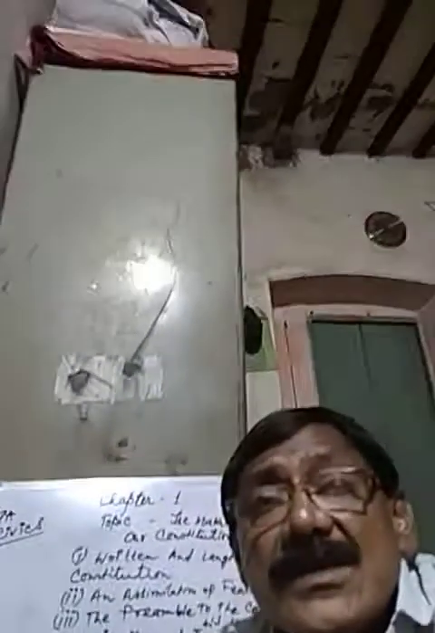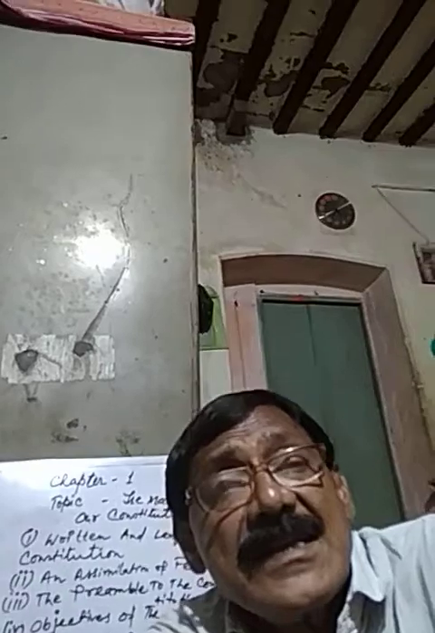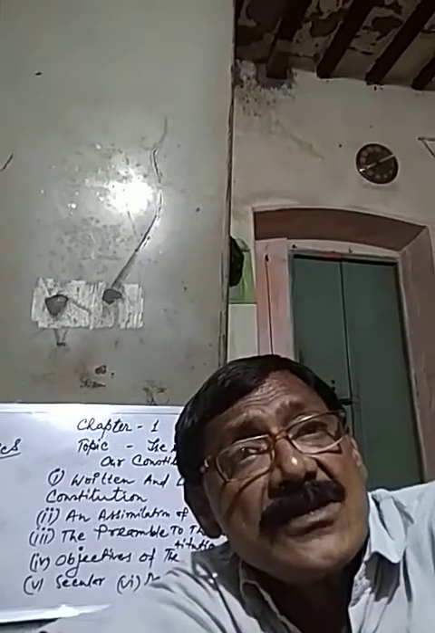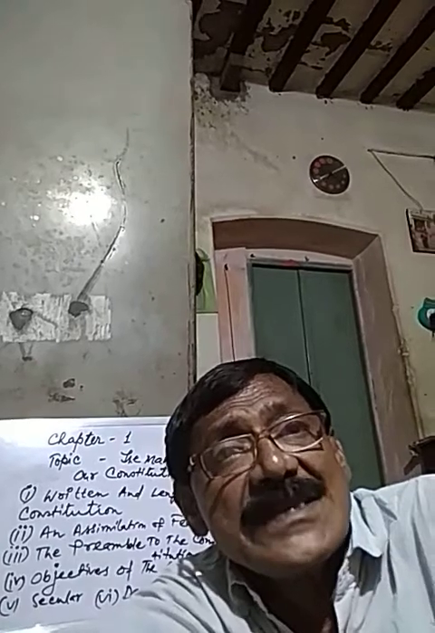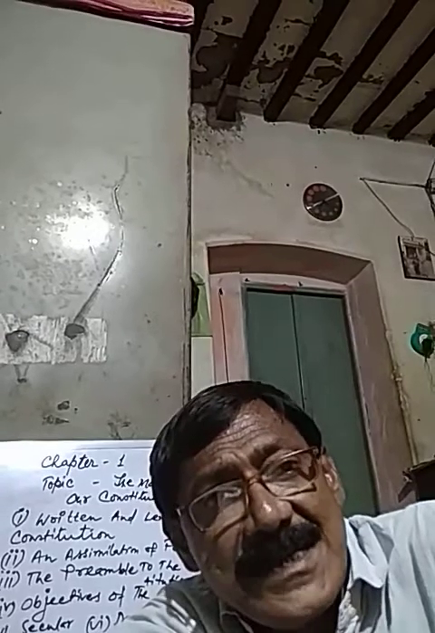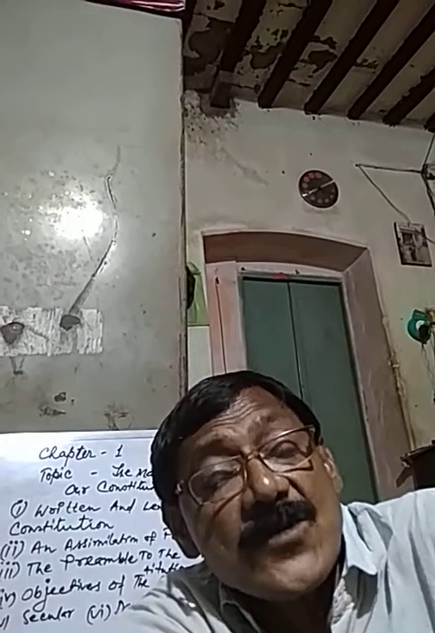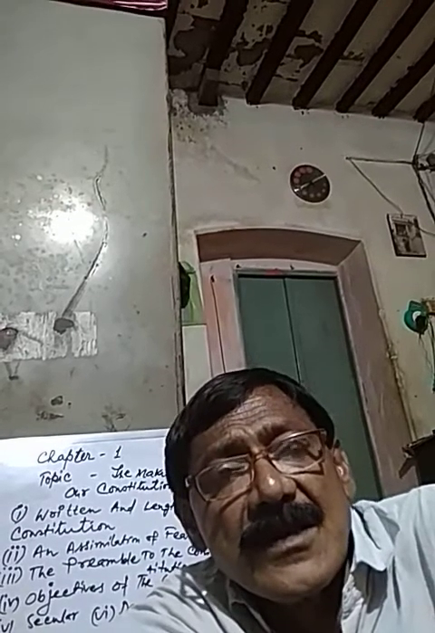And next one, Irish Constitution. What part? The directive principles of state policy. That idea the constitution maker got from the Irish Constitution. And Constitution of the USSR, which idea? The idea of fundamental duties the constitution maker got from the Constitution of USSR, United States of Soviet Republic. So these are the countries' constitutions by which the constitution maker, Dr. B.R. Ambedkar, was influenced.